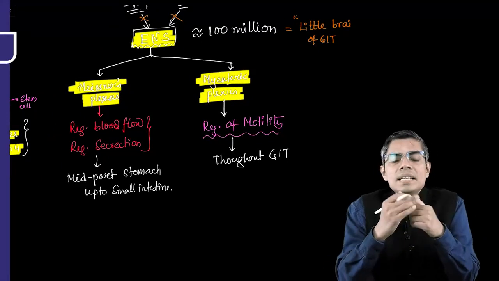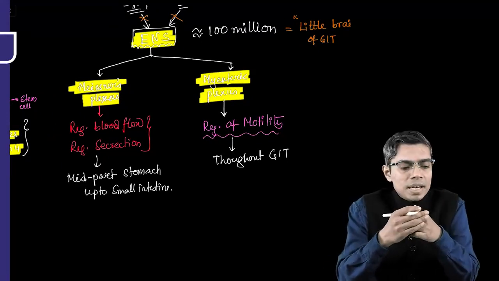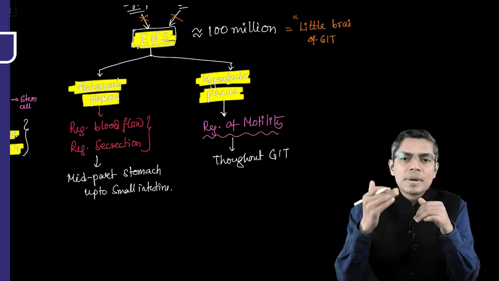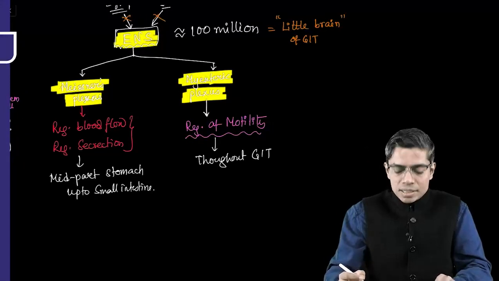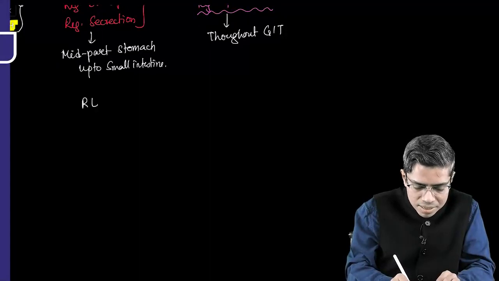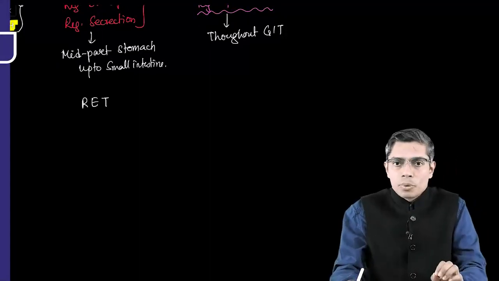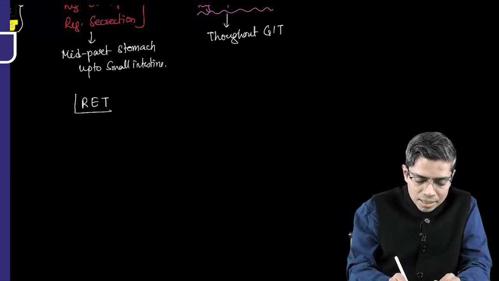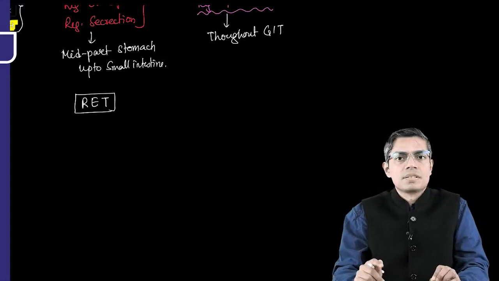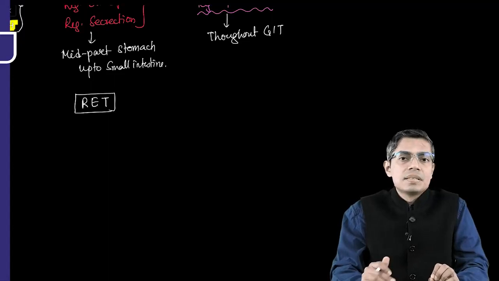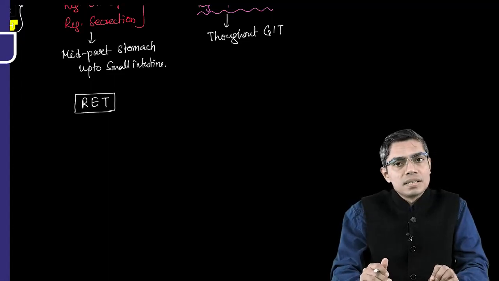Now this enteric nervous system develops by neural migration from the neural crest, and that migration requires the help of one gene, and that is known as the RET. So this RET proto-oncogene is responsible for the neural migration and the development of the enteric nervous system. This RET proto-oncogene is responsible for synthesis of tyrosine kinase receptor, right?